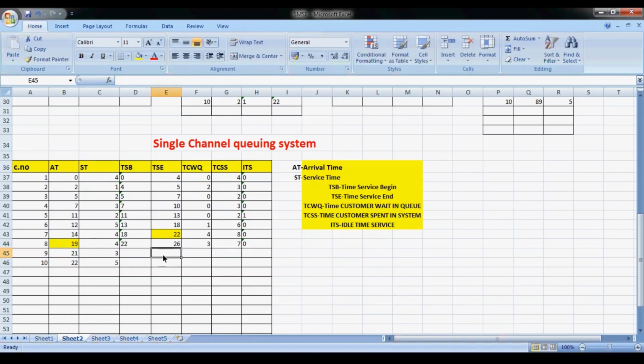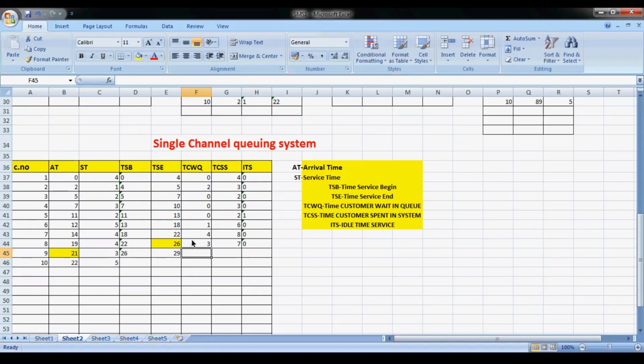Next, the server is going to finish at 26 and the customer is coming at time 21. Out of 21 and 26, the maximum value will become the time service begin for the new customer. So time service begin for the new customer is 26. Time service end is time service begin plus service time, so 26 plus 3 gives 29.